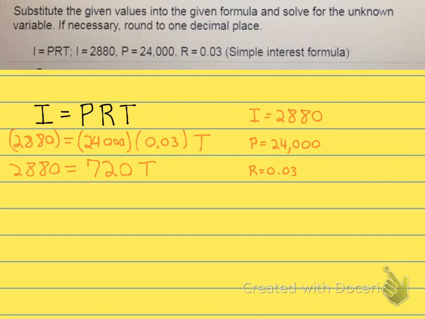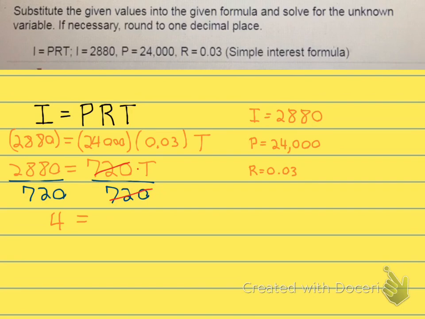Okay, and now one step to get our T by itself. This is 720 times T, so to get rid of that multiplication, we're going to divide. So I'm going to divide both sides by 720. So 720 over 720 reduces down to 1. On the left-hand side, 2880 divided by 720 gives me 4, just the number 4. And then on the right-hand side, all I have is this T that comes down.